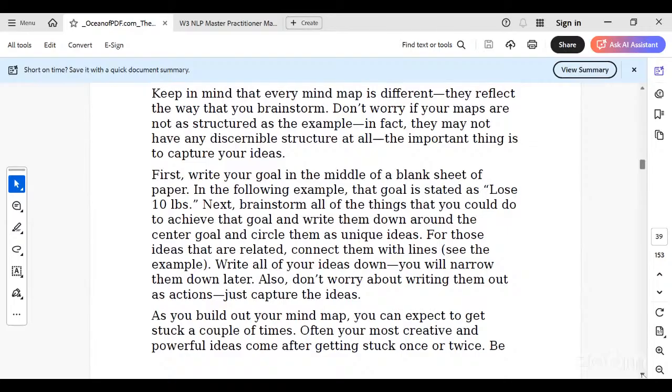Next, brainstorm all the things that you could do to achieve that goal and write them down around the center goal and circle them as unique ideas. For those ideas that are related, connect them with lines. See the example. Write all of your ideas down. You will narrow them down later. Also, don't worry about writing them out as actions. Just capture the ideas. As you build out your mind map, you can expect to get stuck a couple of times. Often, your most creative and powerful ideas come after getting stuck once or twice.